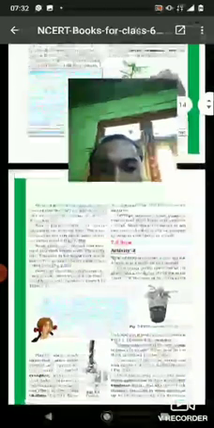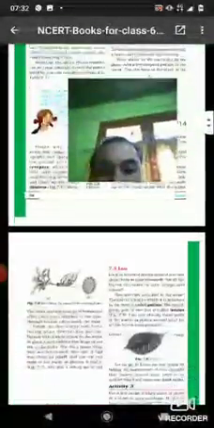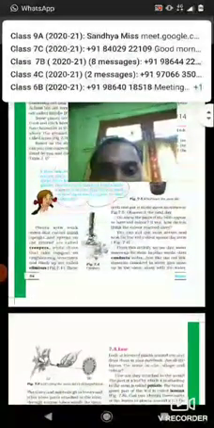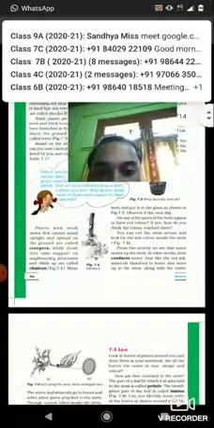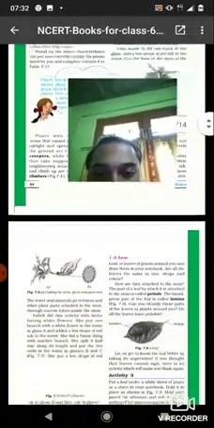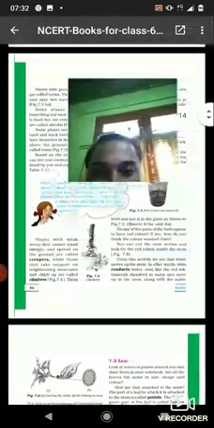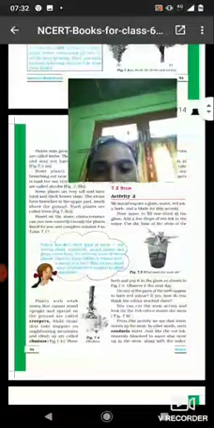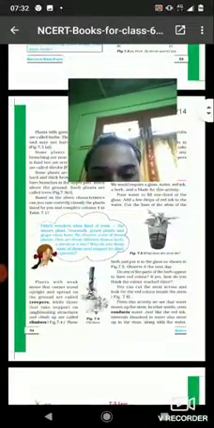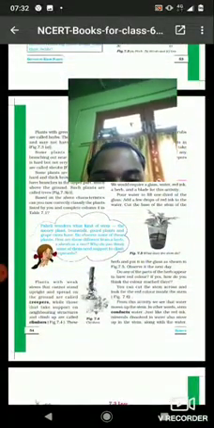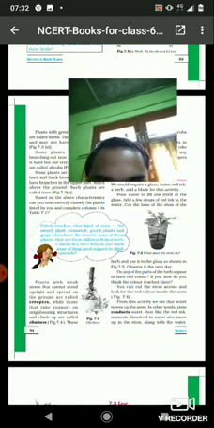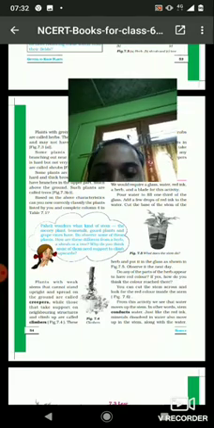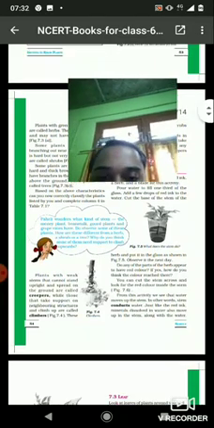Now in figure 7.4 we'll see, okay, let me find this figure 7.4. It's somewhere, yeah. So here you can see figure 7.4, where a climber is climbing with the support of a structure. So these are called climbers.